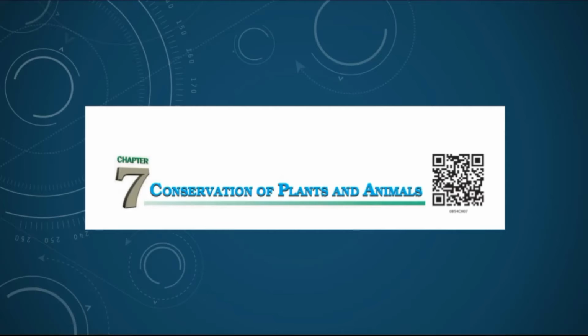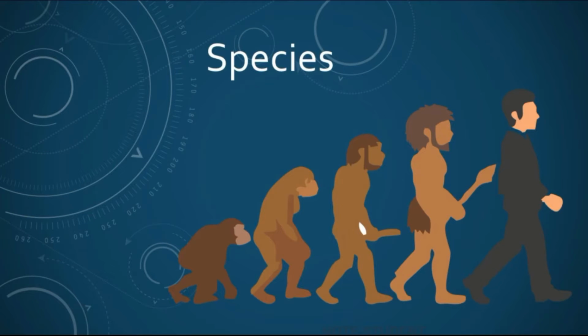In this video tutorial, we'll learn about a few terms related to conservation of plants and animals. First one is the meaning of species. So what do we mean by species?